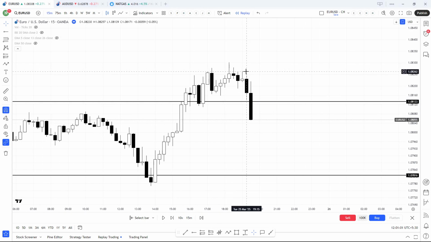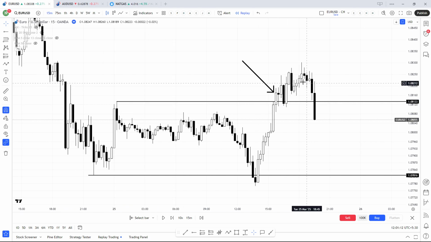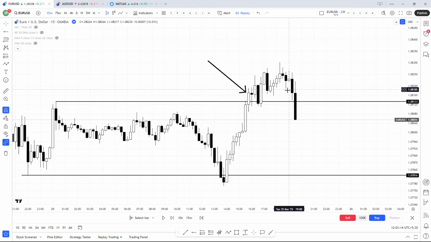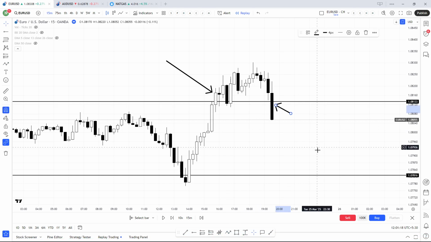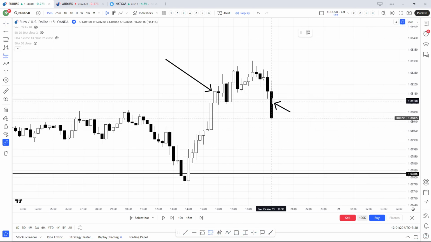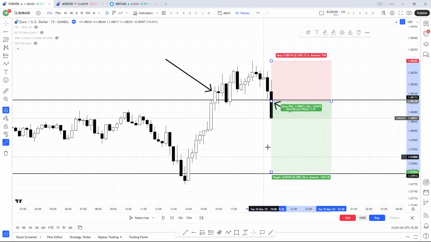So what a fake breakout means is that this was a breakout candle, and then the price came back inside within the resistance zone to give a fake breakout. So with this, I've decided to go bearish on this trade on this candle with a stop loss this time above this and my target as this low.